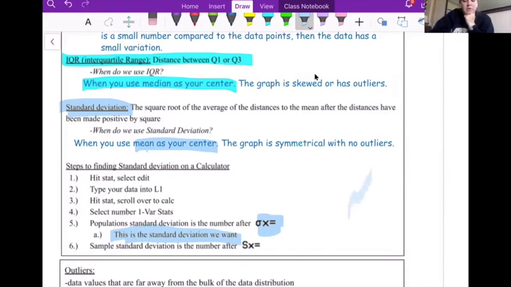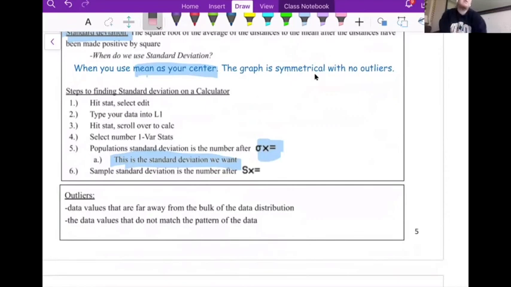Now, for outliers, you probably already know what an outlier is, but these are data values that are far away from the bulk of the data distribution. The data values do not match the pattern. Like I said, if most of our data is between 10 and 20, and then we have one at 35, that would be considered an outlier. So you always want to look at your data, make a histogram or look at a histogram, and if something is way off in left field, then that is going to be your outlier.